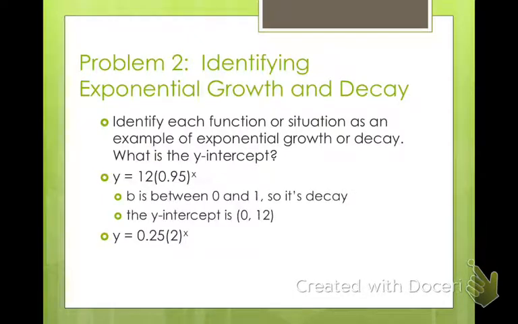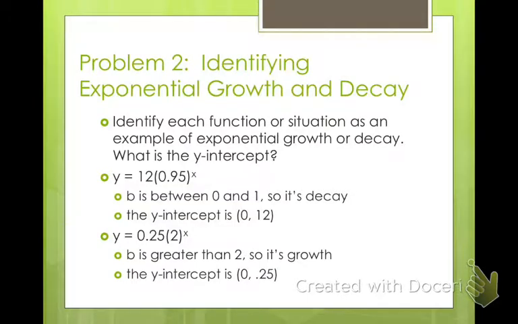What about this one? y equals 0.25 times 2 to the x power. So we have to ask ourselves, what's being raised to the exponent power? 2 is. 2 is greater than 1, so it's exponential growth. And then our intercept is 0.25, or 1/4.